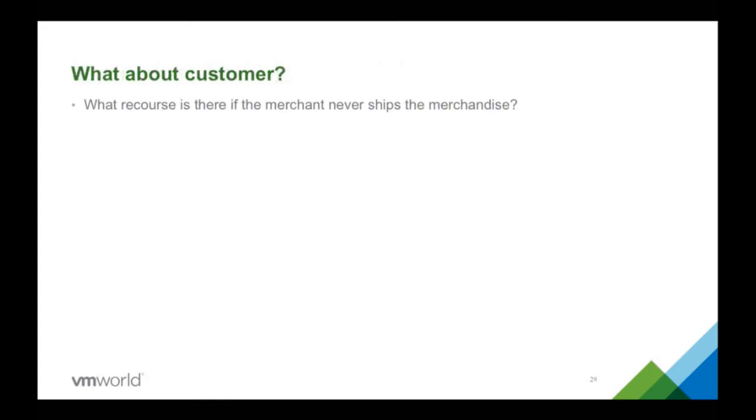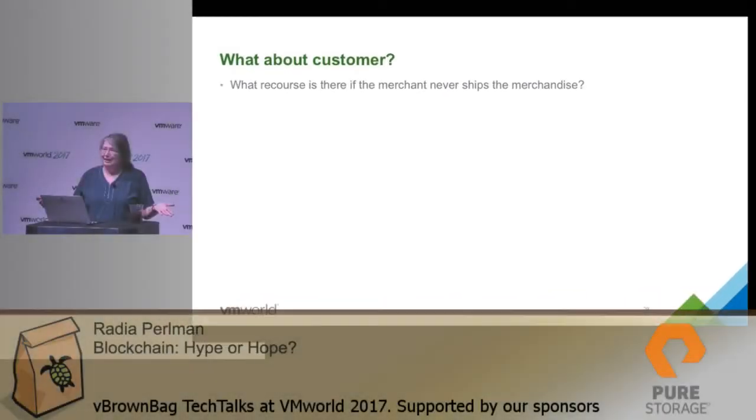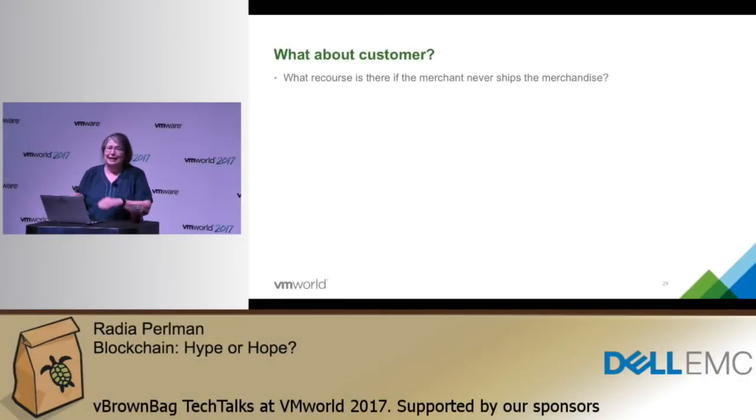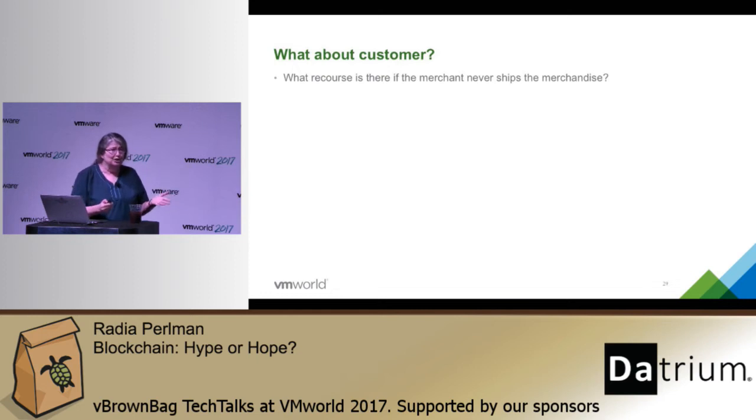But what about the customer? You pay somebody and they don't ship the stuff. What recourse do you have? eBay, you can complain to eBay. Amazon, you can complain to Amazon. But here, there's nobody in charge. I sort of like having adult supervision. Most applications require some adult supervision.